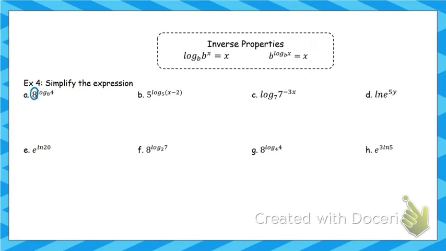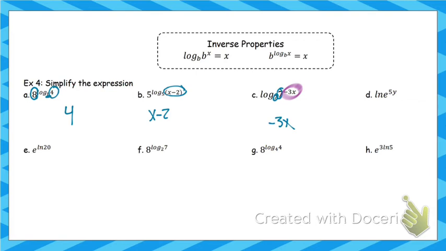So let's look at this first one. This is 8 raised to log base 8. Because those 8s match, my answer is just 4. All right, let's look at B. 5 raised to the log base 5. So my answer is just the argument, which is x minus 2. Log base 7 of 7. So again, this is the opposite one. But again, the base and the argument match. So my answer is just the negative 3x.